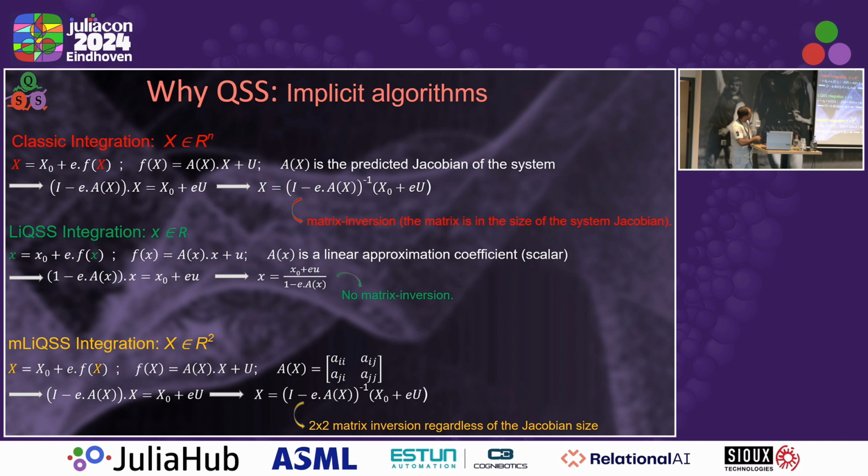While in QSS, since we don't need to update all variables at the same time, x is just a scalar. And then the same equation will lead us to just a normal expression. So that's a huge advantage in the implicit case. Just to mention that sometimes in QSS we need to update two variables at the same time. In that case, we have a 2x2 matrix, so it's not costly. So that's a huge advantage for QSS.